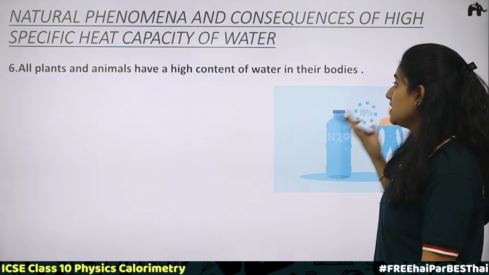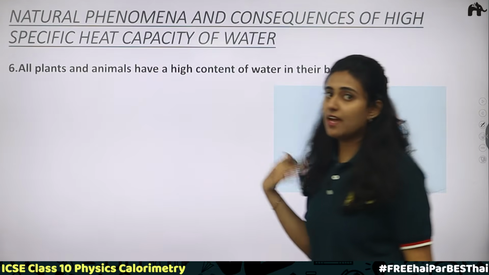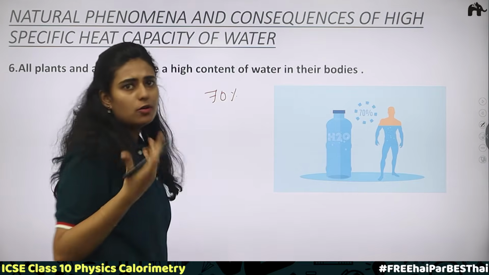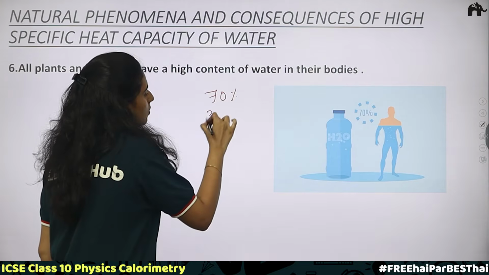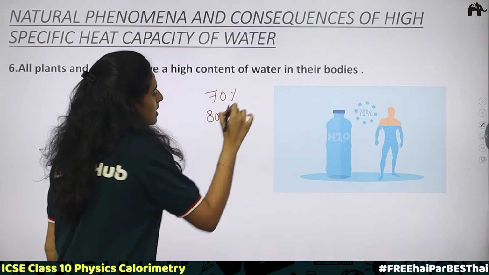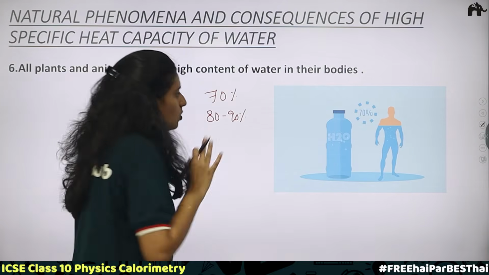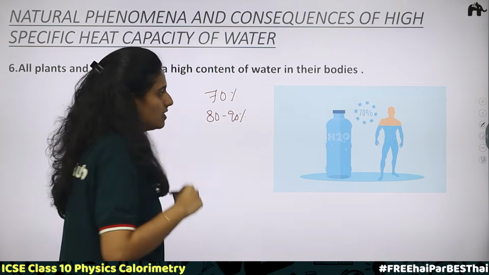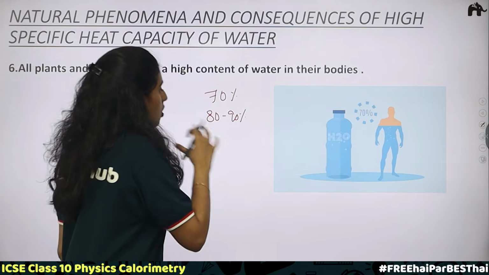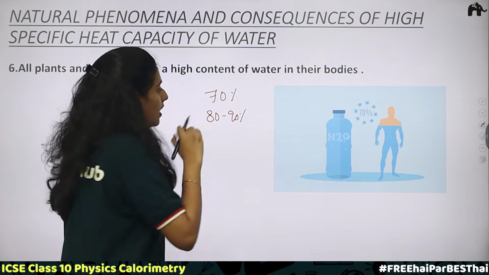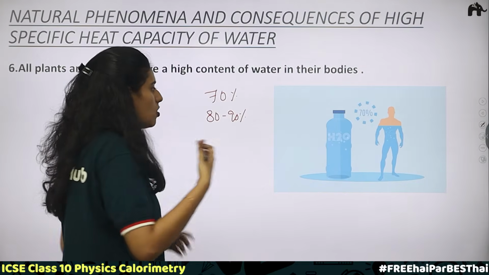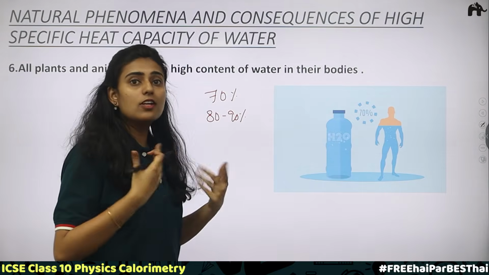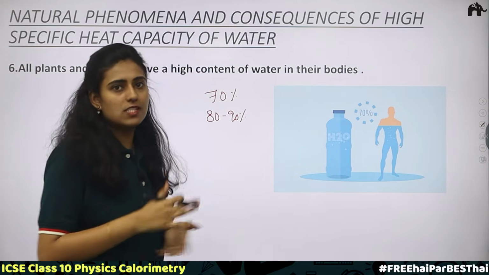All plants and animals have a high content of water in their bodies. We have heard that the human body is 70% water. So mostly for animals and plants, about 80 to 90% is made up of water. Here we know that the specific heat capacity of water is very high. So this specific heat capacity of water helps to maintain the same body temperature in all seasons. When the season changes, our body temperature can be maintained the same because of the water content in our body, and water has a high specific heat capacity.